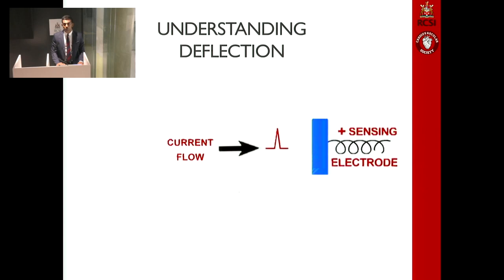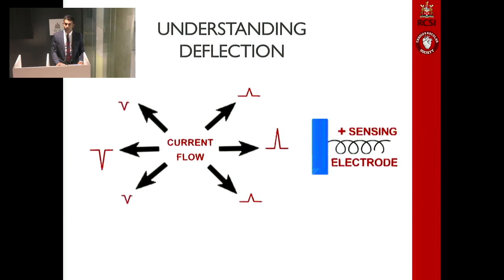If current flows towards the electrode at an angle, we get a positive but weaker deflection, as some of the current's energy is wasted as a vector in the plane parallel to the electrode. Conversely, if current flows away from the electrode in the perpendicular plane, we get a large negative deflection, with a weaker negative deflection if the current is at an angle. Lastly, if current flows entirely in the plane parallel to the electrode, we get no deflection or a biphasic wave.